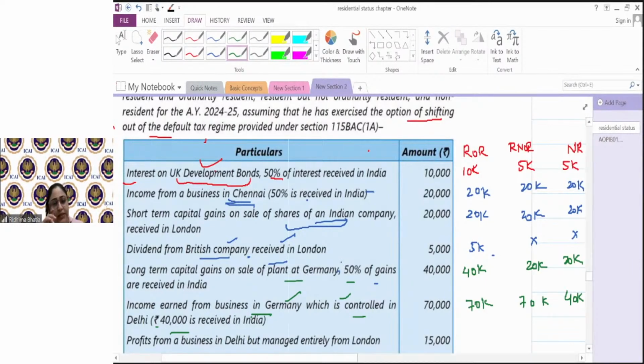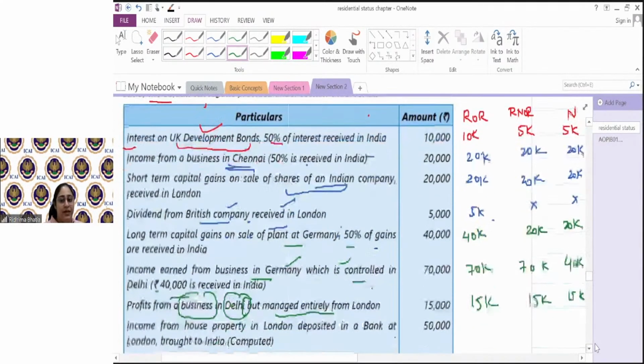नेक्स्ट इज प्रॉफिट फ्रॉम अ बिजनेस इन दिल्ली बट मैनेज्ड एंटायरली इन लंदन. अब यहाँ पे मजा आएगा. मैनेज entirely in London is just to confuse you. बिजनेस कहाँ है? दिल्ली में. सोर्स कहाँ है? दिल्ली में. टैक्सेबल होगा? यस, बिकॉज इट इज अक्रूड इन इंडिया. सो वो मैनेज कहाँ से हो रहा है डज नॉट मैटर. हाँ, डेफिनेटली व्हेन इट्स अ बिजनेस आउटसाइड इंडिया बट इट इज मैनेज्ड फ्रॉम इंडिया, देन इट मैटर्स अ लॉट. So every amount would be taxable.